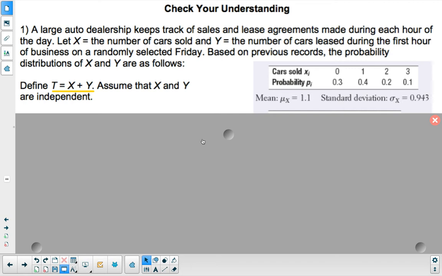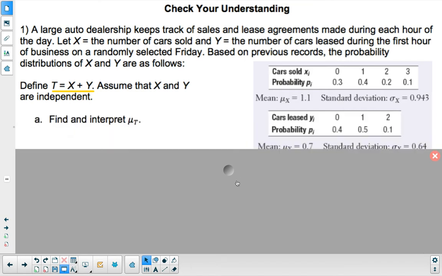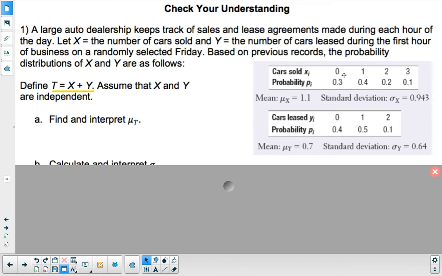A large auto dealership keeps track of sales and lease agreements made during each hour of the day. Let X equal the number of cars sold and Y the number of cars leased during the first hour of business on a randomly selected Friday. Based on previous records, the probability distributions of X and Y are as follows. So we see them here. The cars sold could be 0, 1, 2, or 3. The cars leased could be 0, 1, or 2. And then their probabilities, you've got the mean and the standard deviation there.